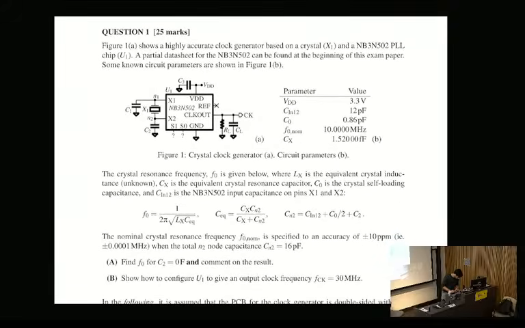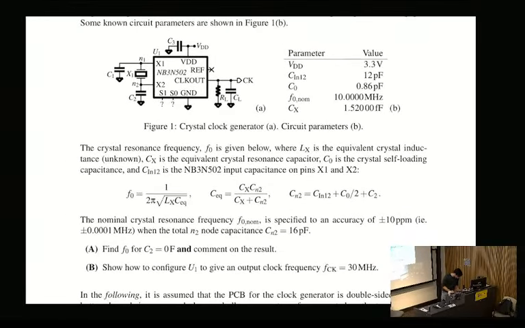The second part of the question mentions the crystal resonance frequency is given below, where Lx is the equivalent crystal inductance, unknown, Cx is the equivalent crystal resonance capacitor, C0 is the crystal self-loading capacitance, and Cin1,2 is the input capacitance of the NB3N502 on pins X1 and X2, and we're given some formulas.